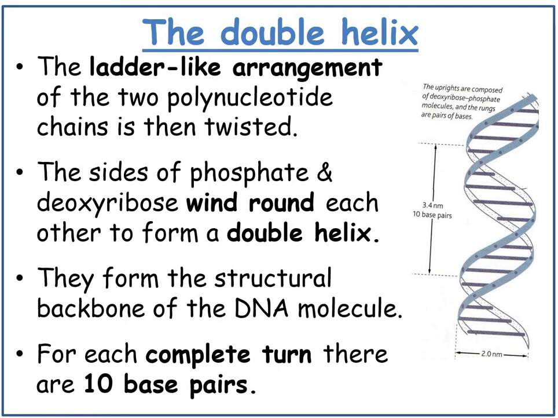So we've said about the double helix structure, the fact it's got a ladder-like arrangement of the 2 polynucleotide chains, but then that becomes twisted to form a double helix. The sides of the phosphate and the deoxyribose wind round each other to form this double helix, and they form the structural backbone of the DNA molecule. And for each complete turn of the helix, there are 10 base pairs.